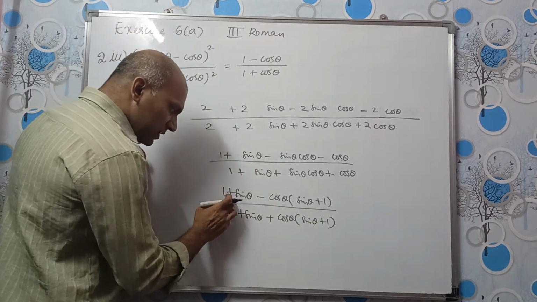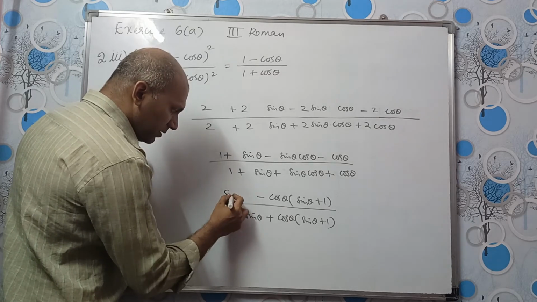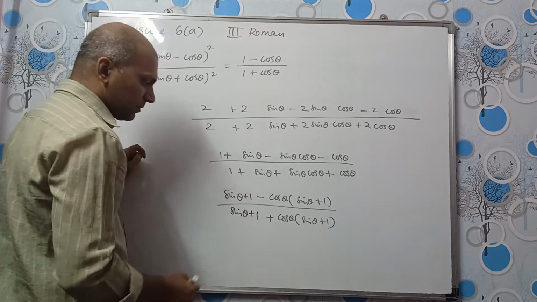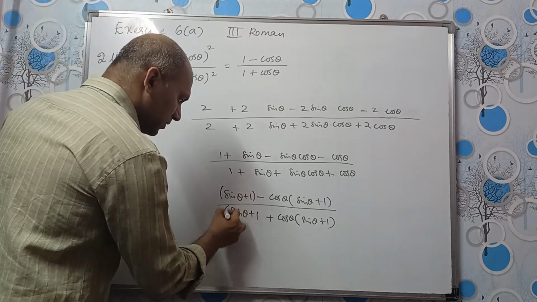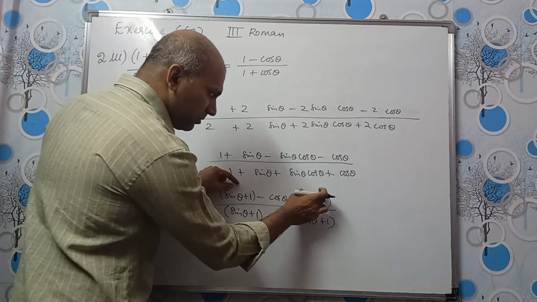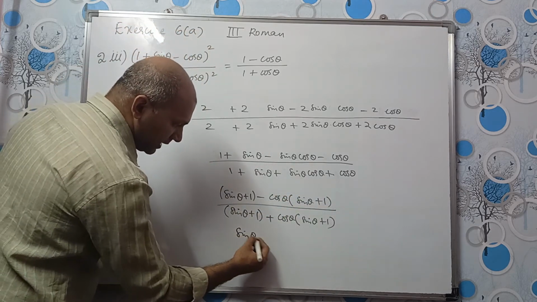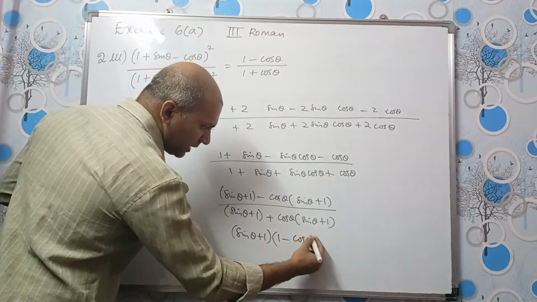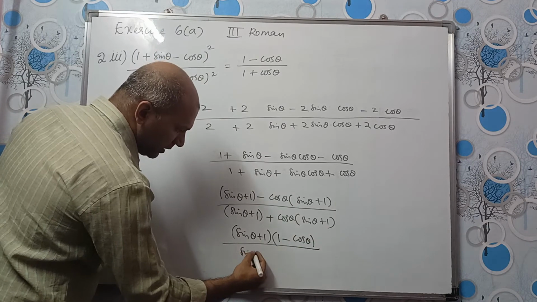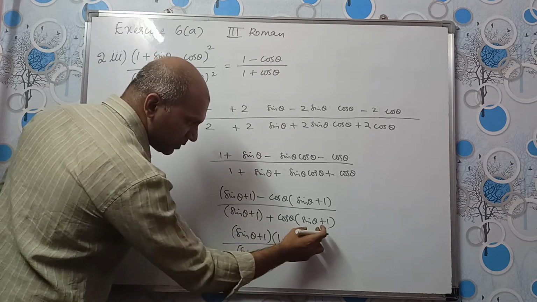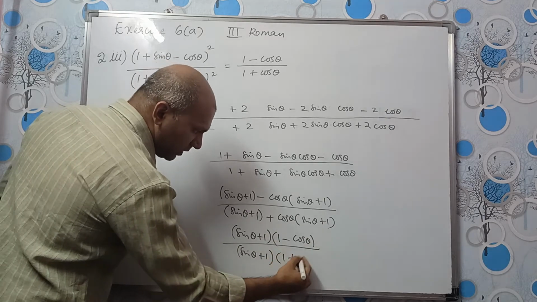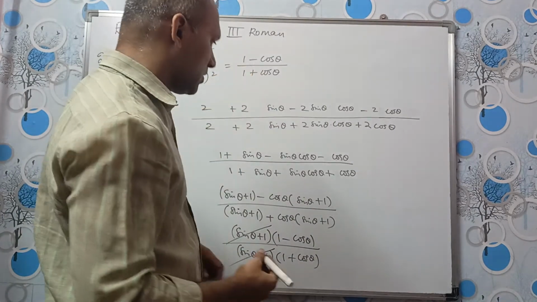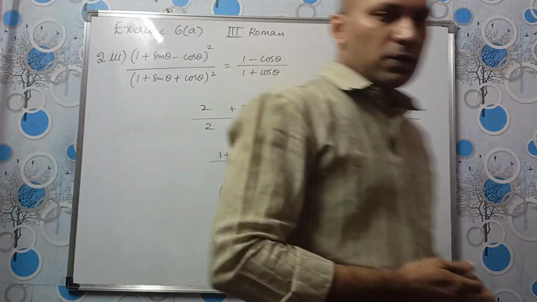Okay, can we write this 1 plus sin theta as sin theta plus 1? Yes, sin theta plus 1. This also let us write as sin theta plus 1. Now see, if you take this as one term, from here and from here we can take sin theta plus 1 common. So here 1 will be left minus, here cos theta will be left. And in the denominator, the same thing is common, sin theta plus 1. So this will be 1 plus cos theta. So this and this are the same. So what is left now? 1 minus cos divided by 1 plus cos.